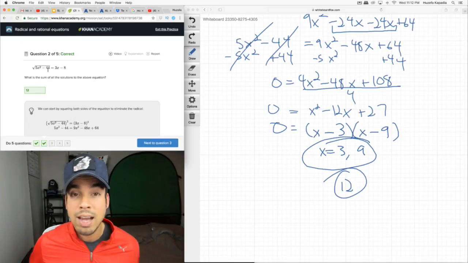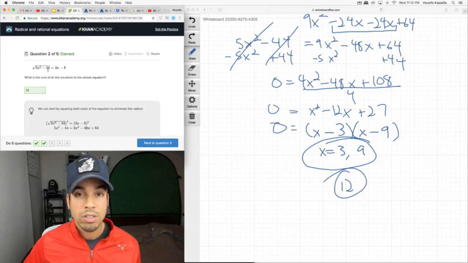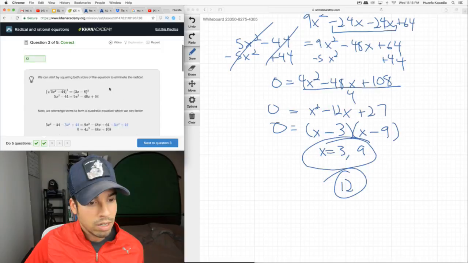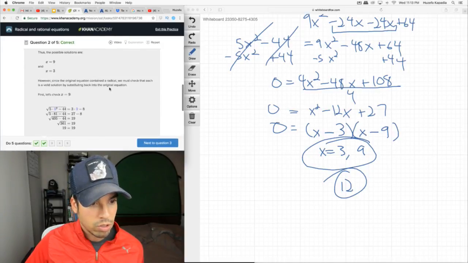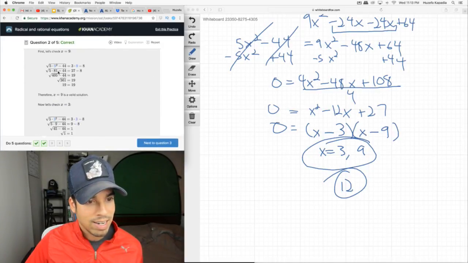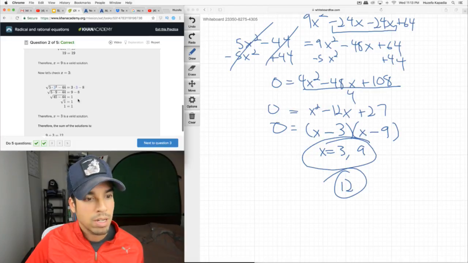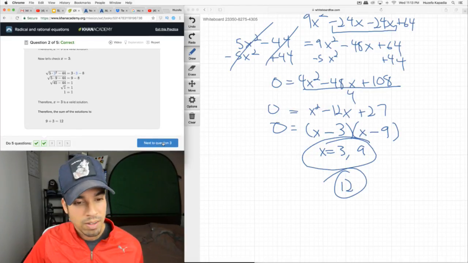The answer could have just been like 9, for example, if 3 wasn't a good solution. If I plugged it in and it didn't work, and I got something that was incongruent. So that was lucky. I kind of jumped the gun. And here's where they're checking the answers. You see how they plug 9 in and make sure it worked? Plug 3 in, make sure it worked. So I kind of got lucky there.